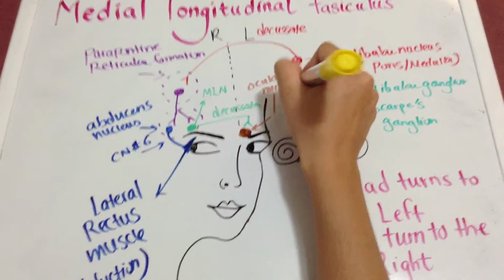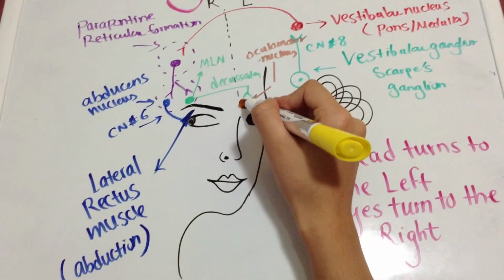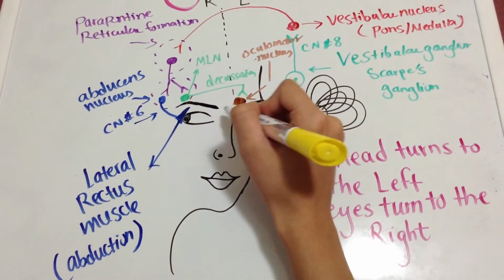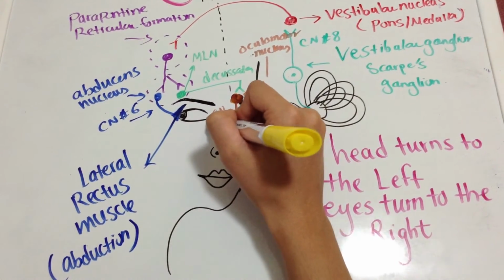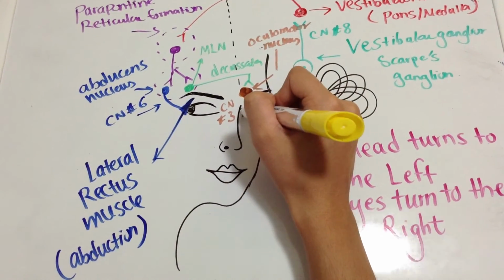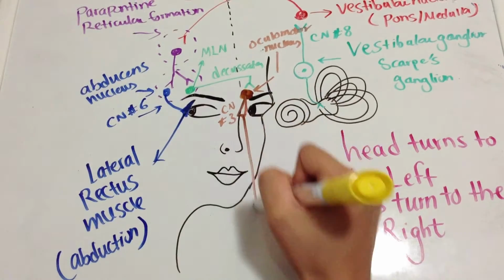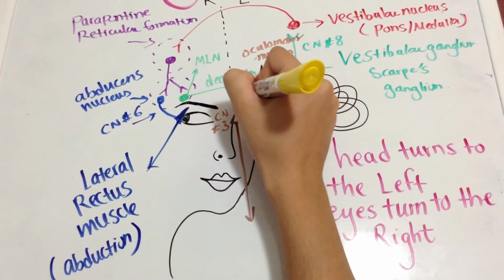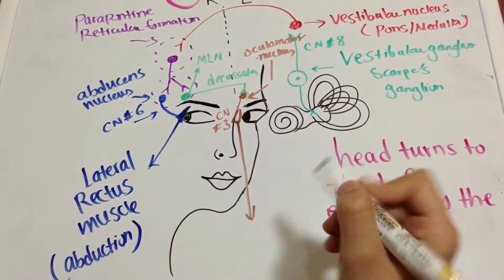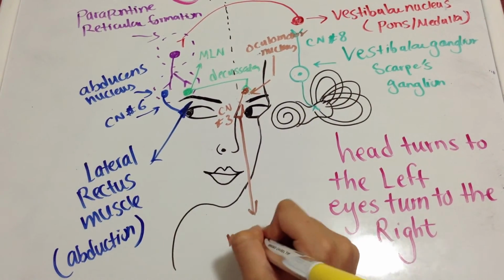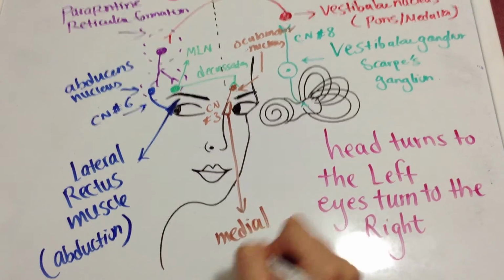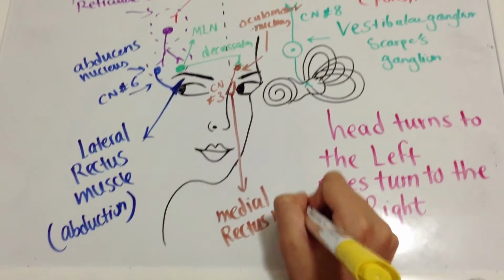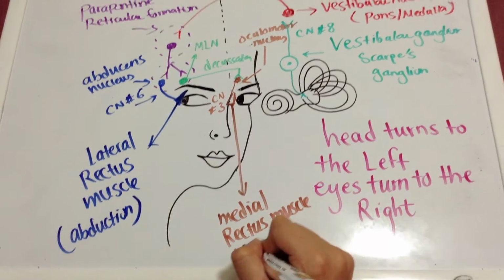Oculomotor nucleus will send its axon via the oculomotor nerve, cranial nerve 3, to innervate your medial rectus muscle, which adducts the eye.